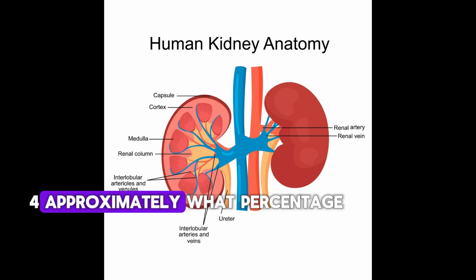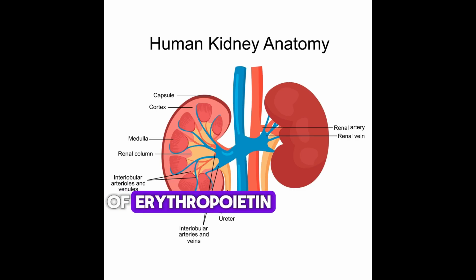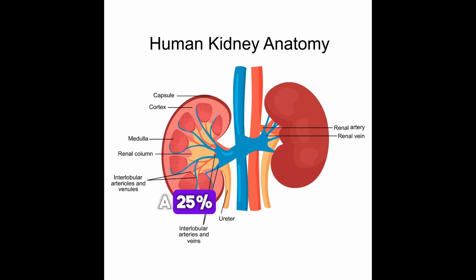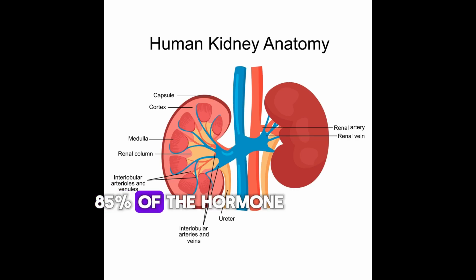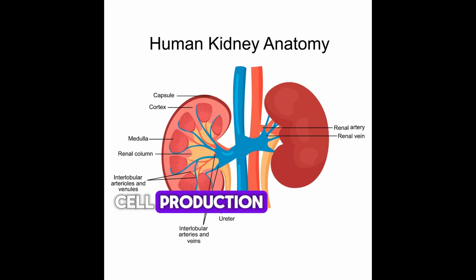4. Approximately what percentage of erythropoietin (EPO) is produced by the kidneys? A. 25%, B. 50%, C. 70%, D. 85%. Answer D. 85%. The kidneys produce about 85% of the hormone erythropoietin (EPO), which stimulates red blood cell production.